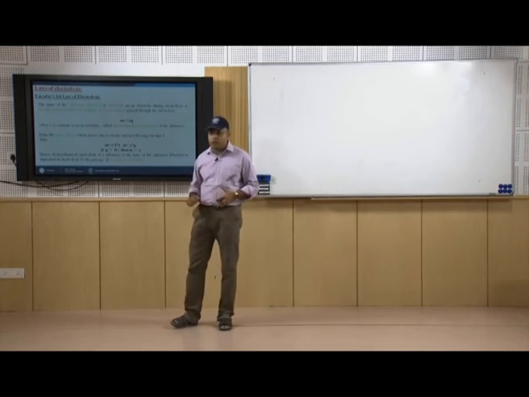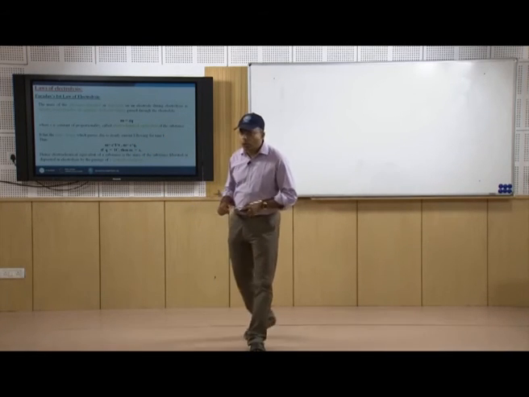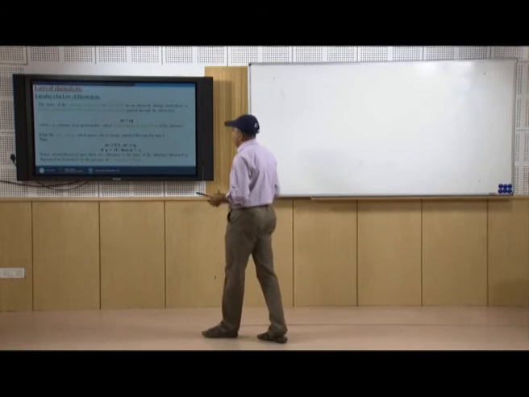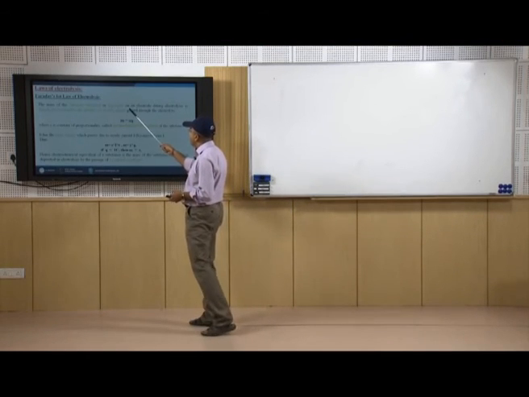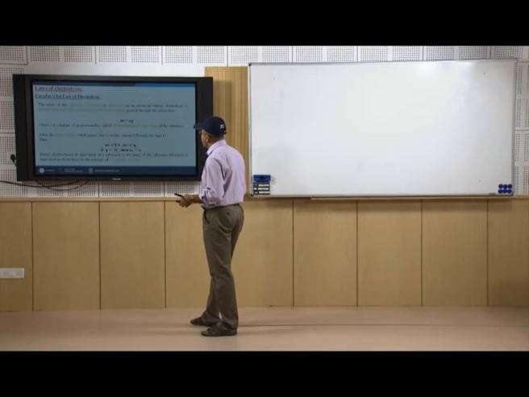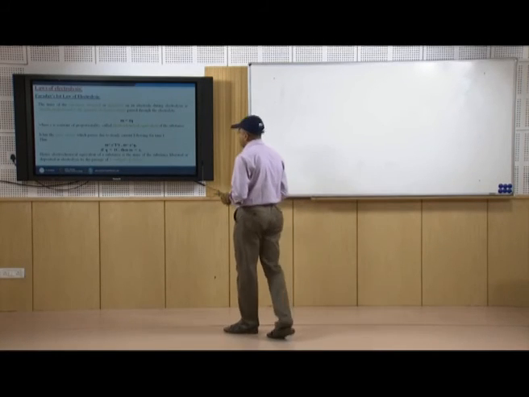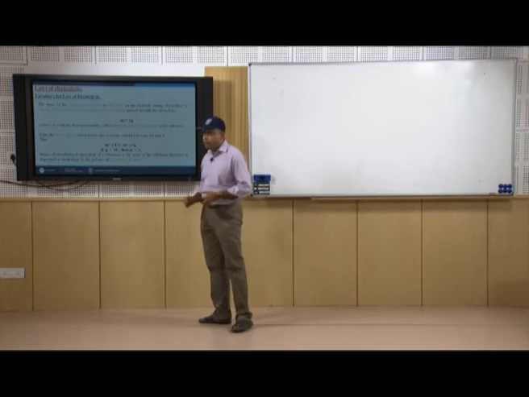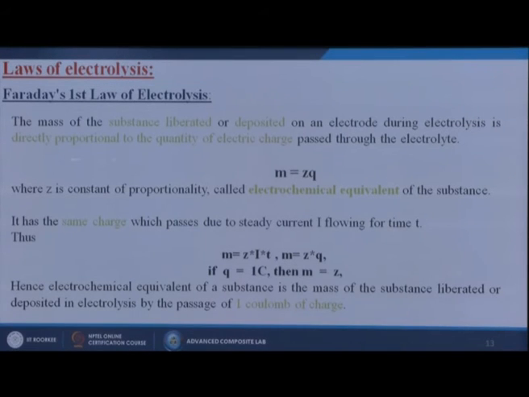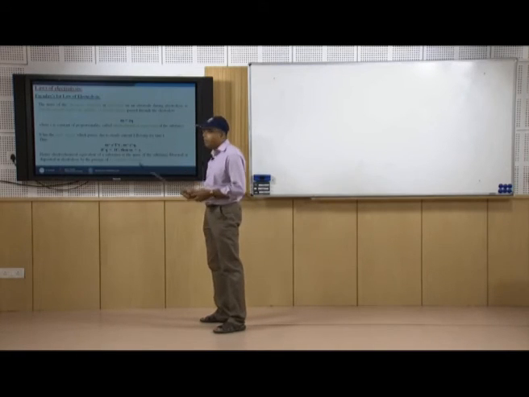Based on these laws, we do the electroplating onto our sample. Here the mass of the substance liberated or deposited on an electrode during electrolysis is directly proportional to the quantity of electric charge passed through the electrolyte, that is m = Z Q, where Q is the charge, m is the mass of the material, and Z is the constant of proportionality called the electrochemical equivalent of the substance. The same charge passes due to a steady current I flowing for time t.